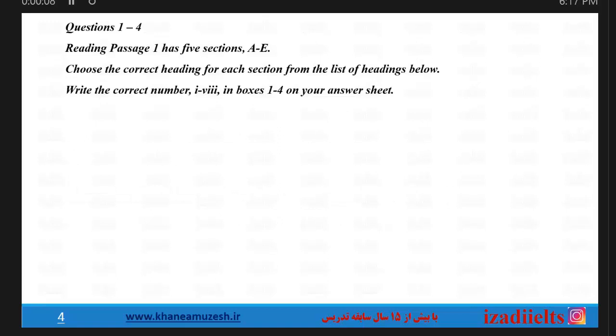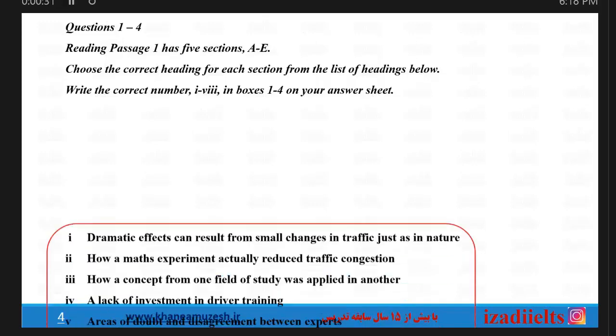So here is the instruction. How many sections do we have in the text, in the passage? A to E, we're going to have 5 paragraphs, yes? The instruction says, choose the correct heading for each section from the list of headings below. Write the correct number in boxes 1 to 4 on your answer sheet.